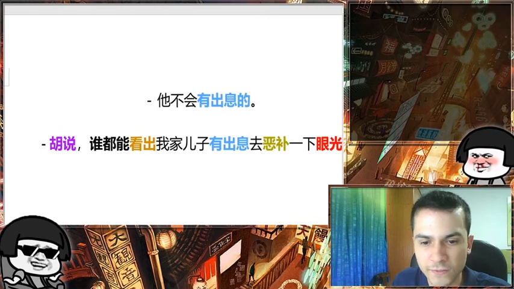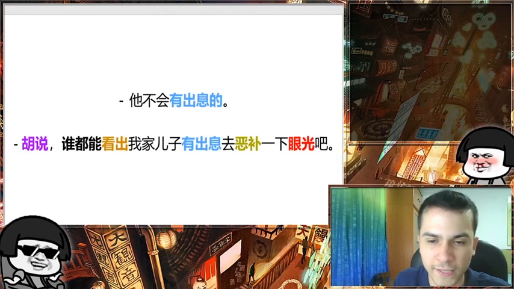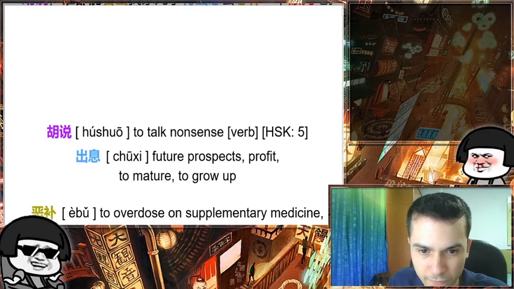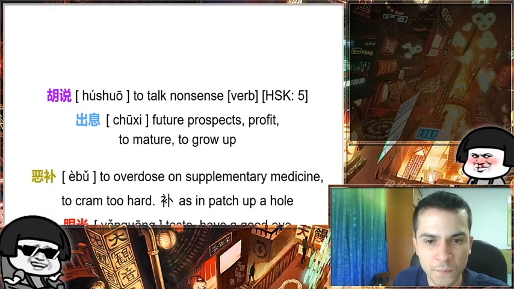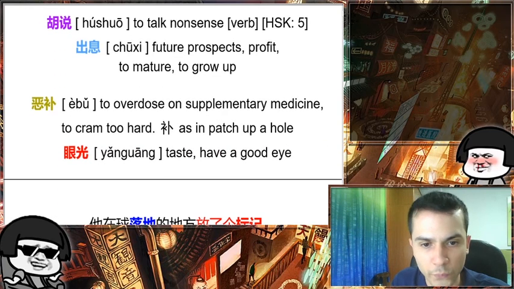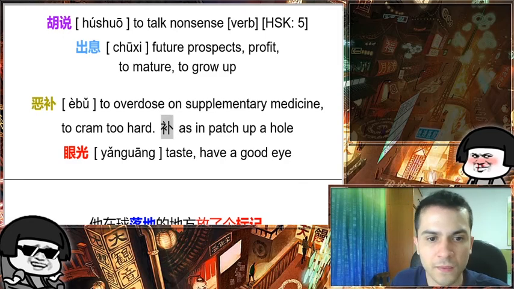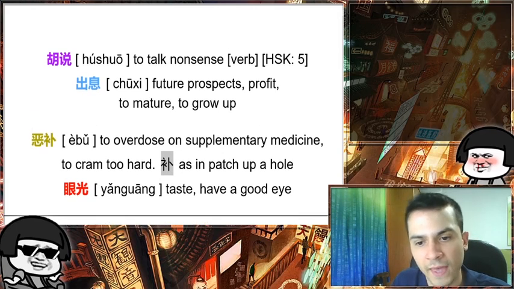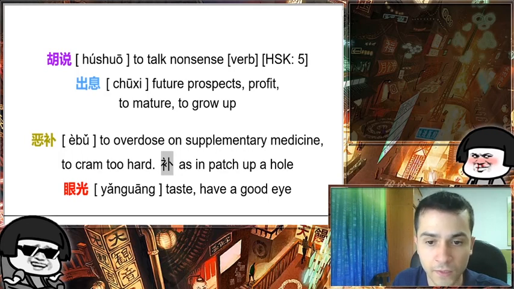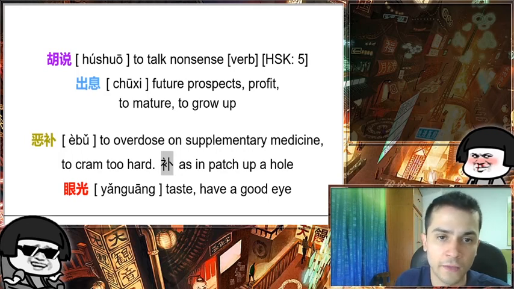That's the idea. So let's go back and see once again the pronunciation for these new words. 胡说, to talk nonsense. 出息, to have a future, to have future prospects. 恶补, to correct something that is lacking, to patch up a hole, if we read literally this character. And 眼光, 眼光 means to have a good taste or have a good eye for judging things.